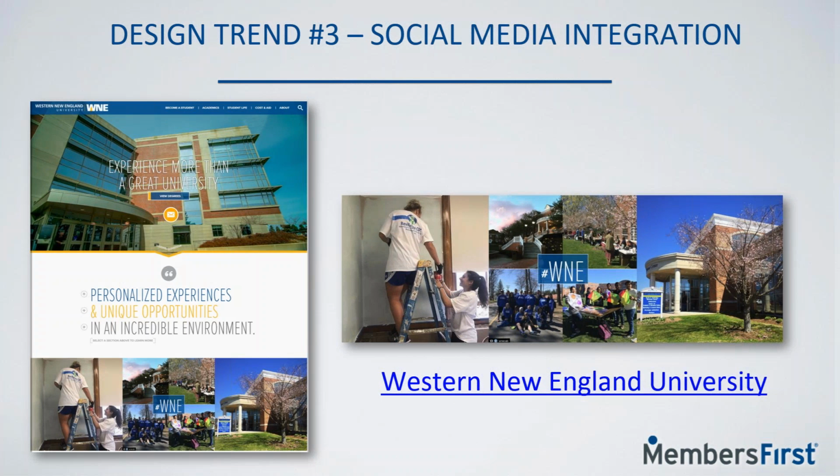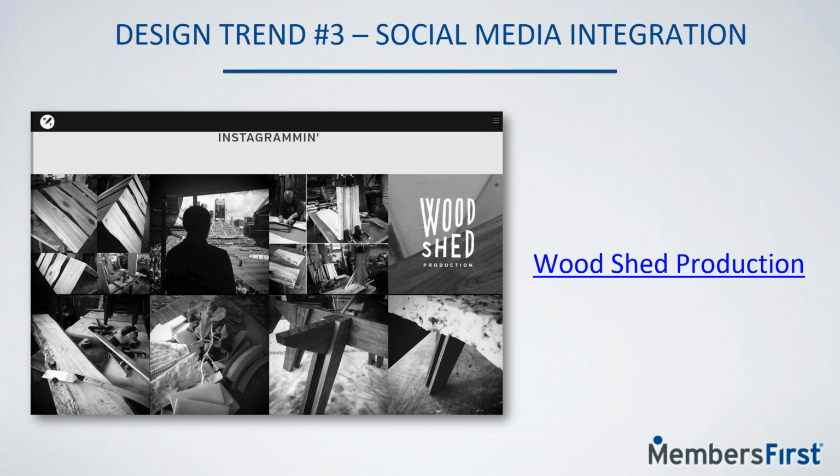Moving on, now let's take a look at Woodshed Production. They took a similar approach as to what Western New England did, but they created a collage of their Instagram feed. They had some fun with the language called Instagramming, but they went with a black and white layout, which matches the color palette of their entire design. However, as you hover over these images, it will actually turn them to full color. If you click on them, it will take you directly to the post on Instagram. Another great way to kind of showcase great photography and social media.